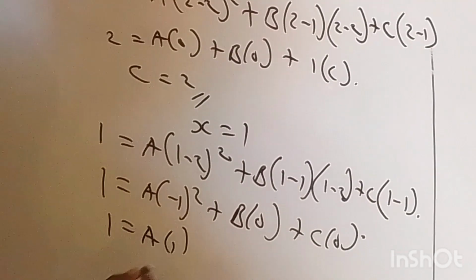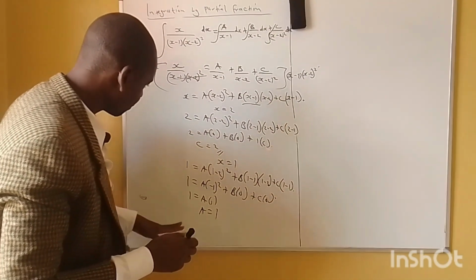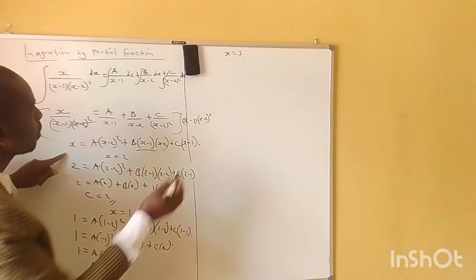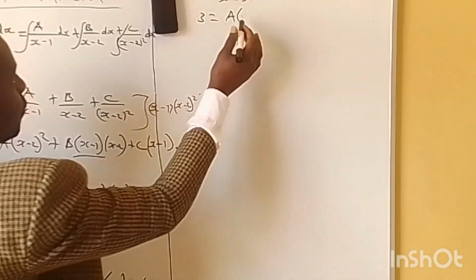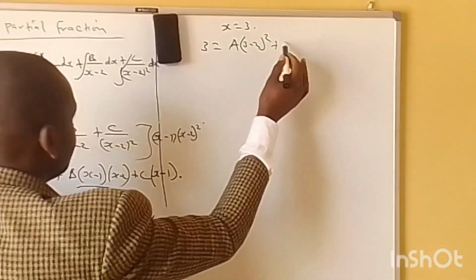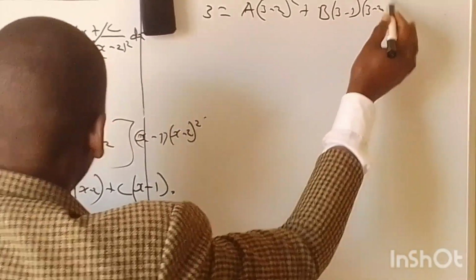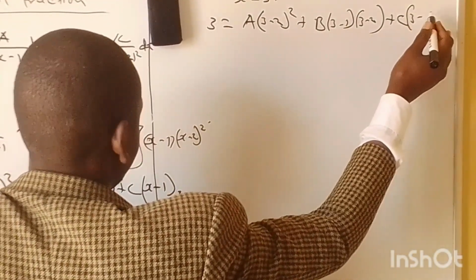Negative squared is 1, so we have a is equal to 1. So let's go to this part and find b. Again, when we put x to be 3, what do we have? We're going to have 3 is equal to a into 3 minus 2 squared, plus b into 3 minus 1 into 3 minus 2, then plus c into 3 minus 1.